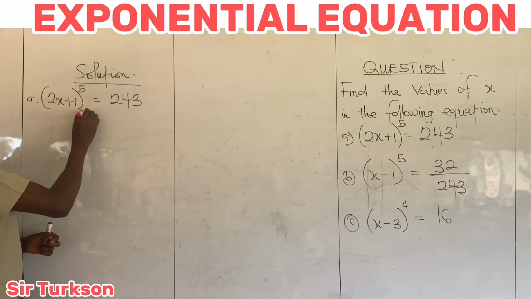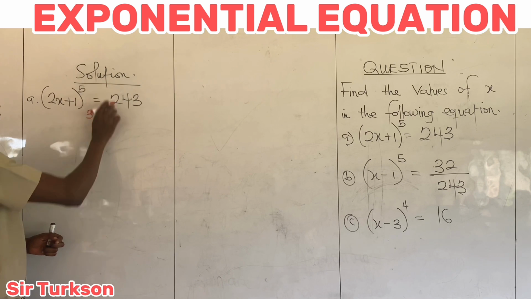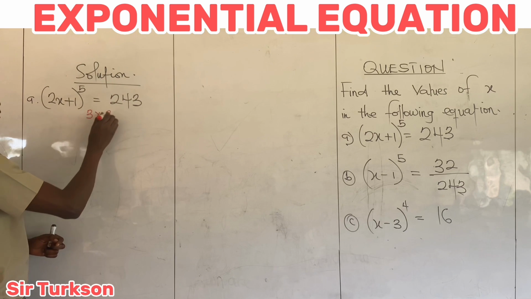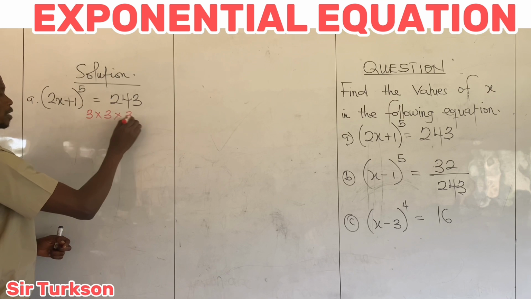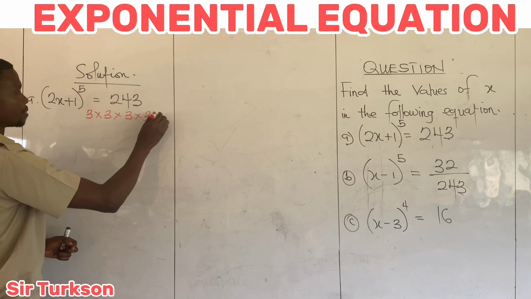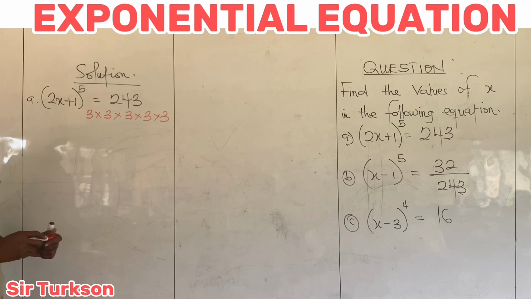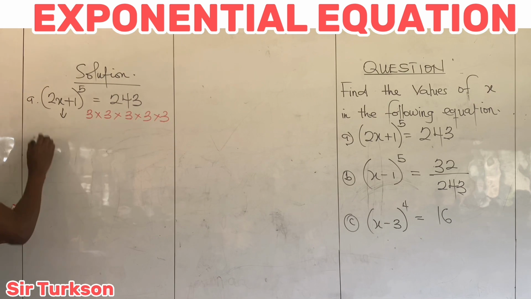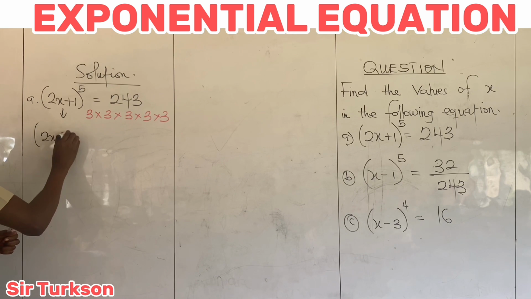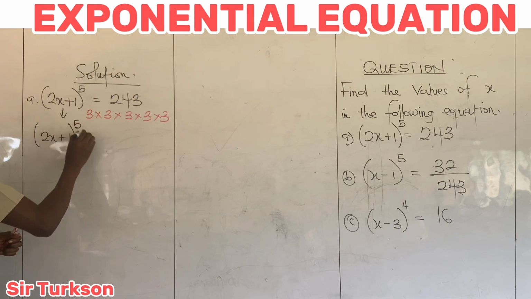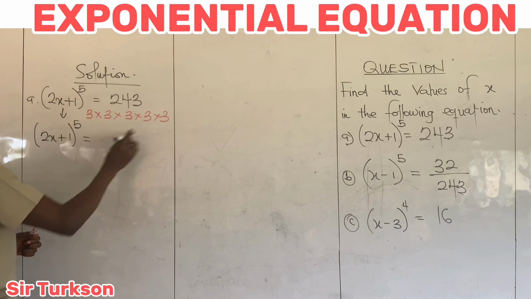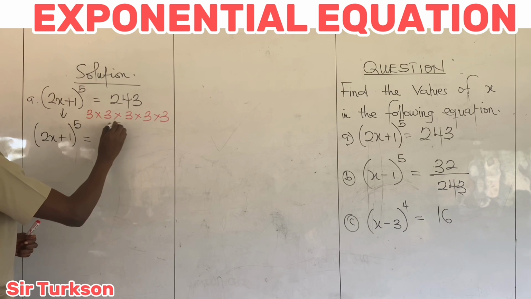So we have to have 3 times 3. Now we know that 3 times 3 times 3, five times, will give us 243. So I'm going to bring this down, which will give us (2x + 1) exponent 5 equal to 3 exponent 5.